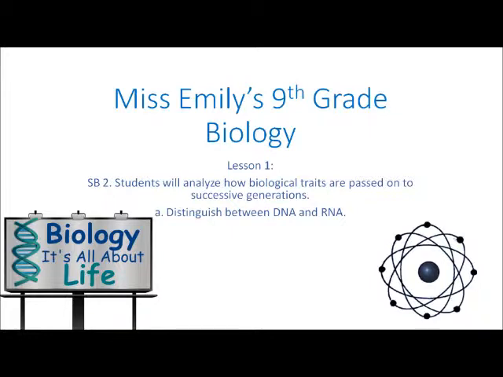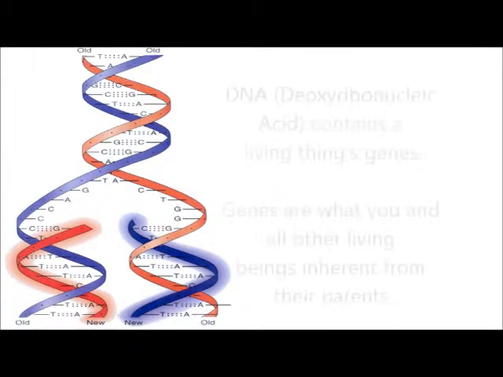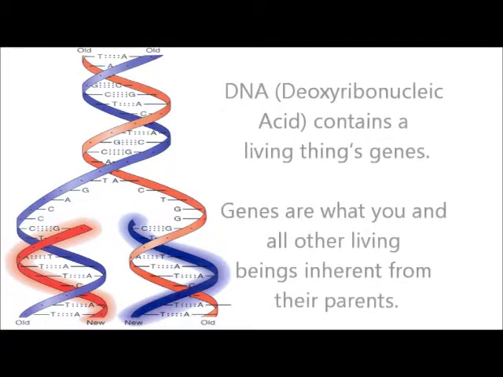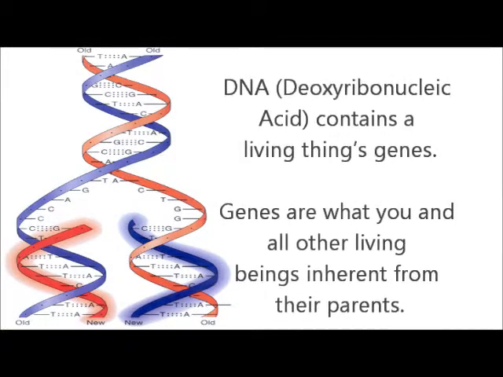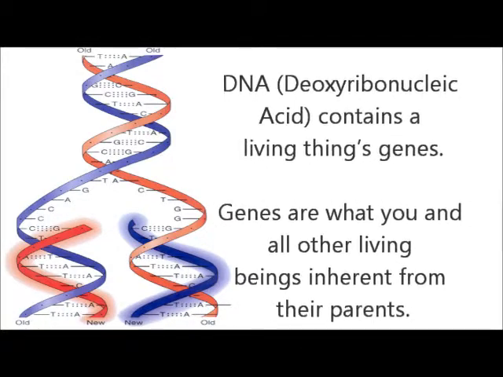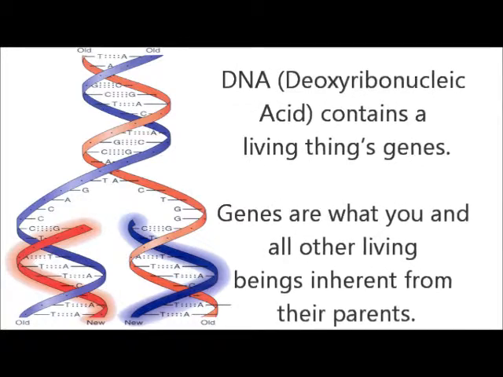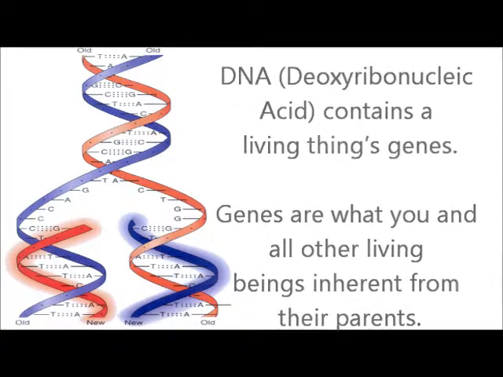Today we'll be discussing the standard SV2, where students will analyze how biological traits are passed on to successive generations. Students then will be able to distinguish between DNA and RNA. DNA, deoxyribonucleic acid, contains a living thing's genes. Genes are what you and all other living beings inherit from their parents.